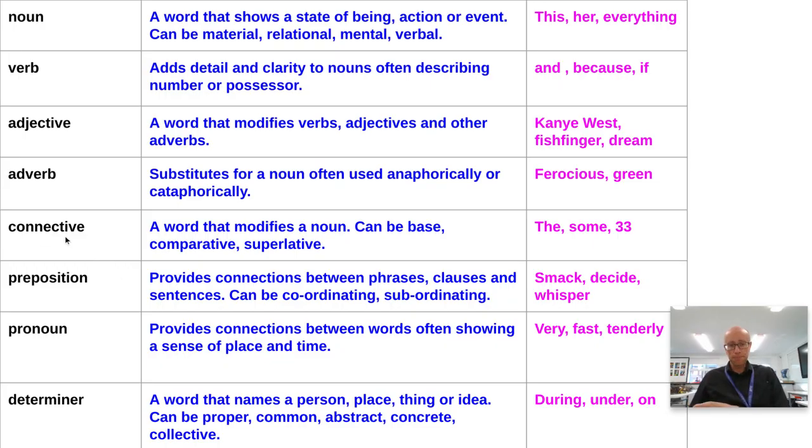We have connectives. So connections, let's have a look. See if I can find it. Okay, obviously it's there. So a connective provides connections between phrases, clauses, and sentences. Can be coordinating and it can be subordinating. So a coordinating connective is a word like and, where you're taking two clauses and you're kind of gluing them together. Those two equal clauses, you're gluing them together.